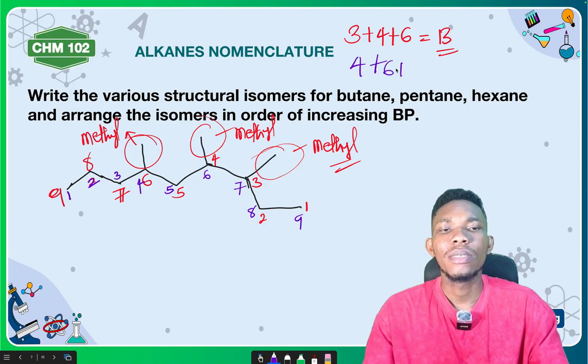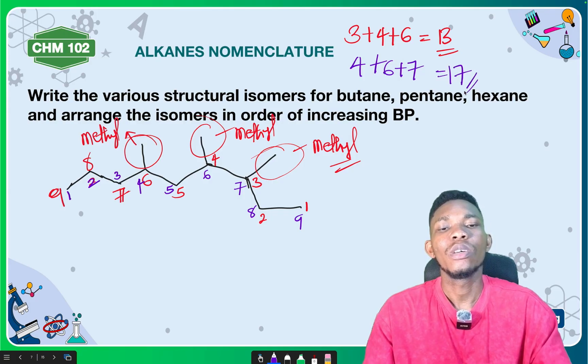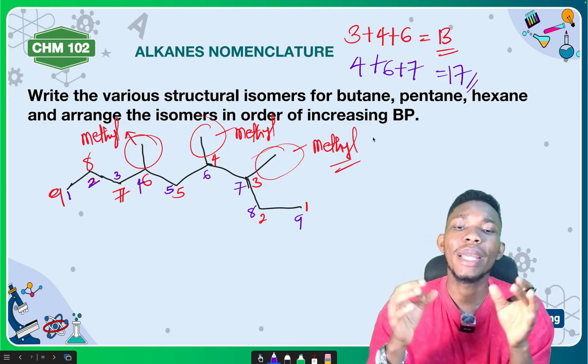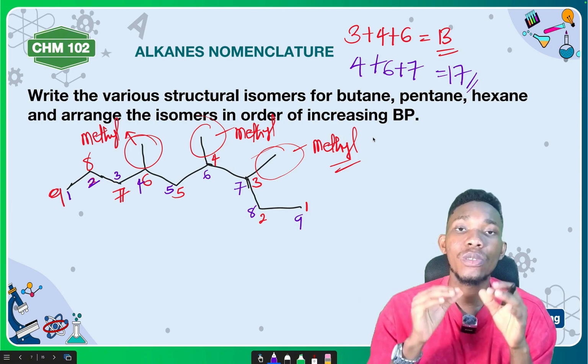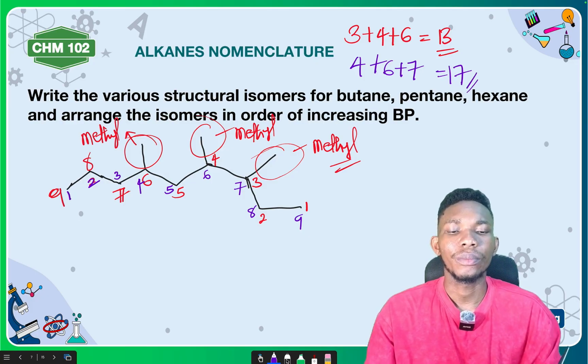If you add these substituent positions together, this position number 4, so we'll have 4 plus, the other one is what? 6, the other one is what? 7. That is the other substituent, position number 7. If you add 4 plus 6 is 10, plus 7 is how many? 17. So which one has the smallest number when summed together? The correct answer is this number, which is with red.